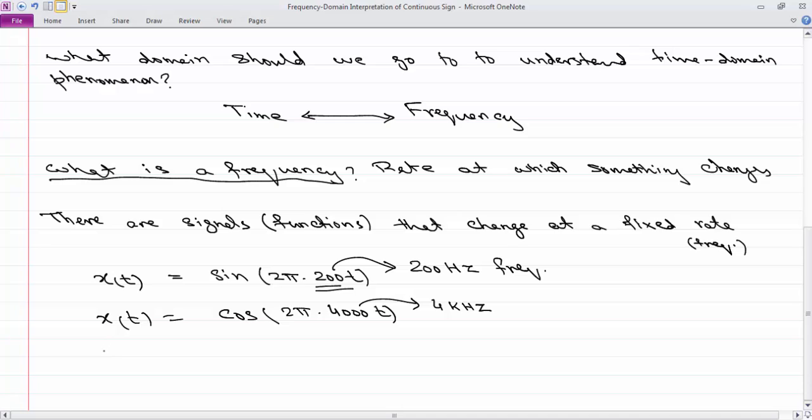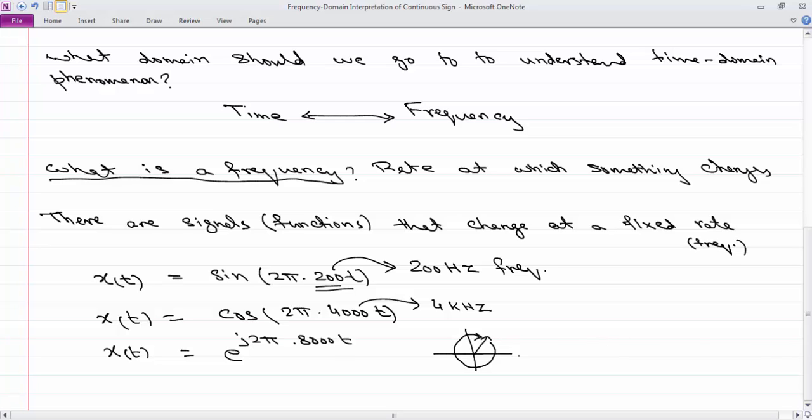It changes 4,000 times per second. I can have a complex signal also, which is e to the j 2 pi 8000 t, which is a phasor, which means that if I plot it in 2D, in the complex plane, then it's going to complete 8,000 rotations per second.